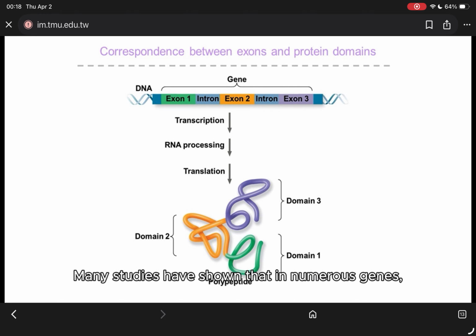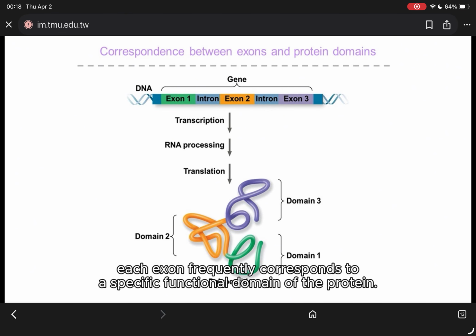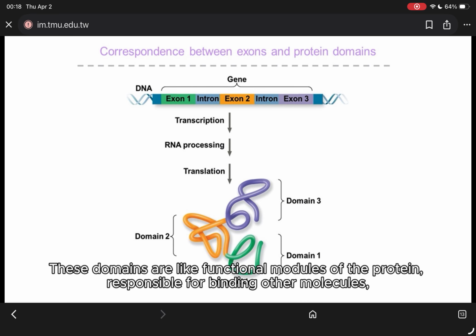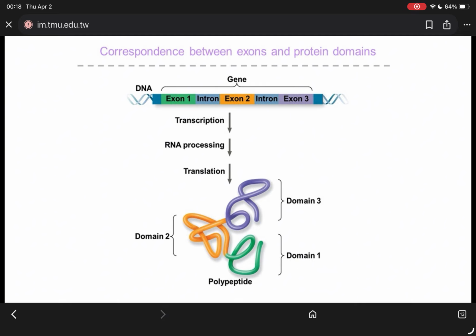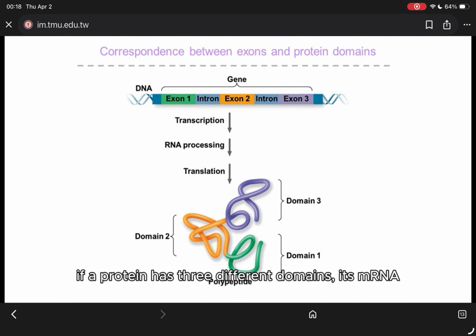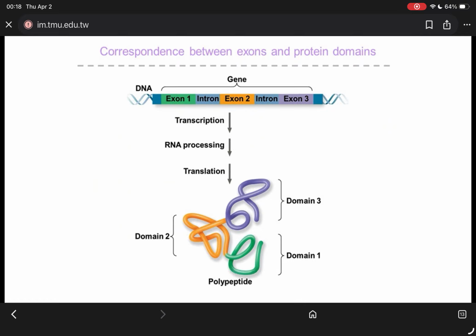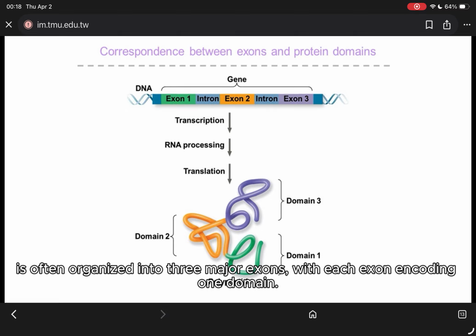Many studies have shown that in numerous genes, each exon frequently corresponds to a specific functional domain of the protein. These domains are like functional modules of the protein, responsible for binding other molecules, transmitting signals, or carrying out specific chemical reactions. For example, if a protein has 3 different domains, its mRNA is often organized into 3 major exons, with each exon encoding one domain.